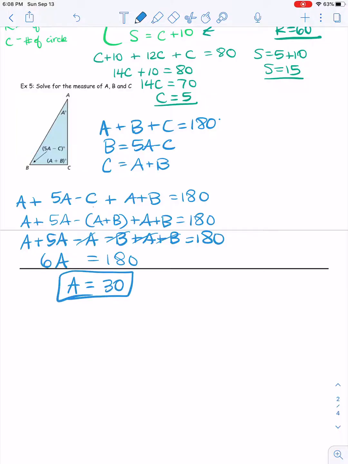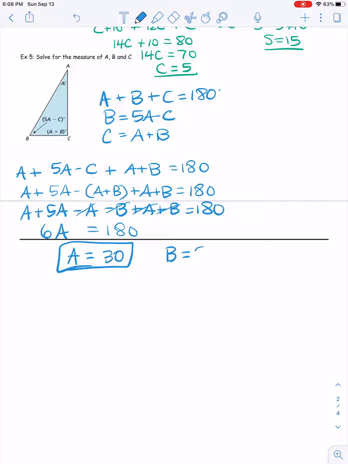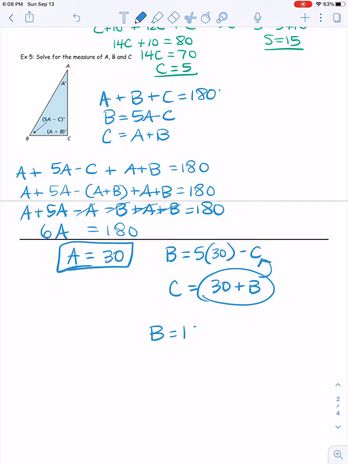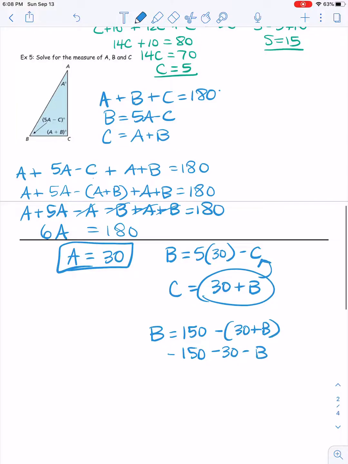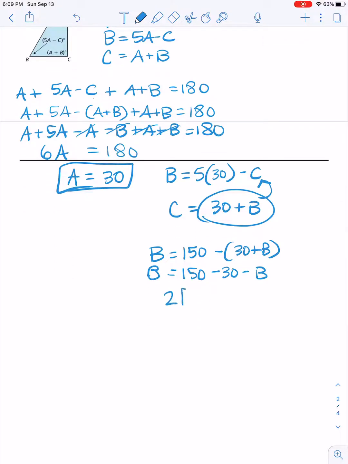And so if I know that A is 30, I can plug back in. Oh, no, hold on. If A is 30, then I can get angle B. B is 5A minus C, and then C is A plus B. So B is equal to 5 times A minus C. C is equal to 30 plus B. So I can substitute it here. B is equal to 150 minus 30 minus B, so 150 minus 30 minus B equals B. So that's going to be 2B equals 120, which means B is equal to 60.